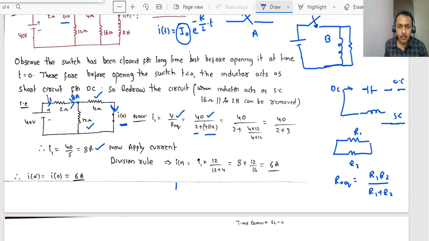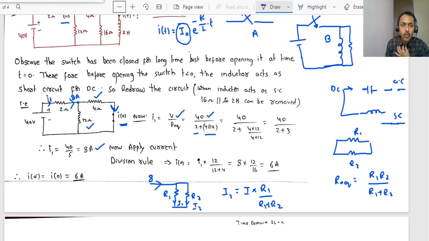From the current division rule, if two resistors R1 and R2 are there, and 8 amps is entering at this point, if the current in R1 is I1 and the current in R2 is I2, then how will I get I2? I2 is nothing but the total current into the opposite arm resistance. While calculating I2, the opposite arm resistance is R1, divided by the total resistance, R1 plus R2. Clear? So that is what we are doing here.